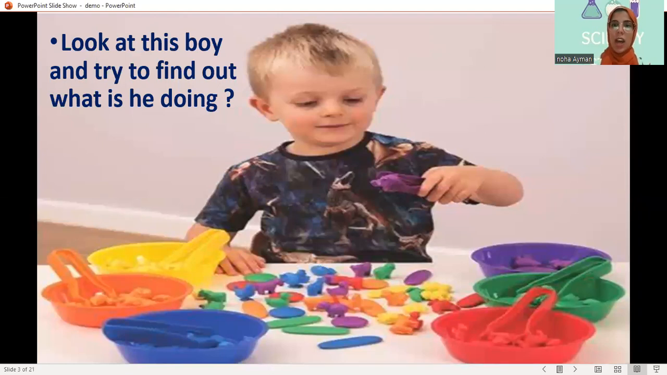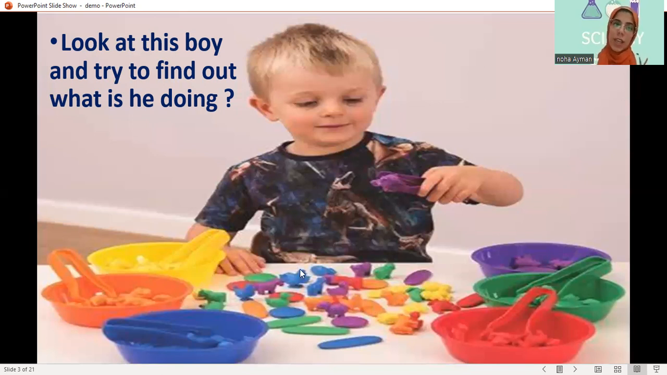So let's start. I'll give you 5 seconds to look at this picture and try to figure out what this boy is doing. Why is he using these colors? Okay, he could be playing maybe, but if you look carefully, he has this tool that he used to pick up small pieces of toys which have different colors. So each toy has a different color, and also each plate has a different color. So he is making a list or sorting all these toys.